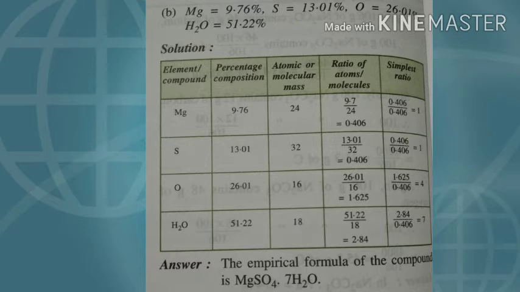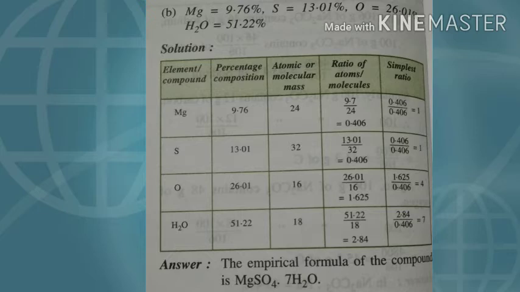So what is the first step to do this? First and foremost, you have to draw columns. How many columns do you have to draw? Yes, 5 columns. Then, what's written in the first column? Element. Second column, percentage composition. Third one, atomic mass or molecular mass. Fourth one, ratio of atomic mass or ratio of molecular mass.